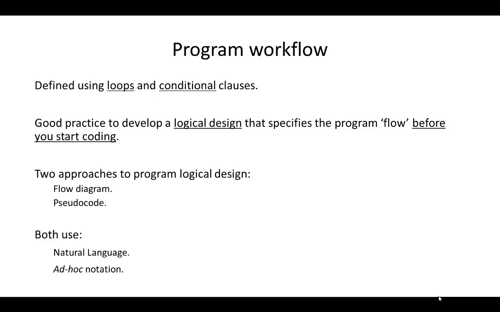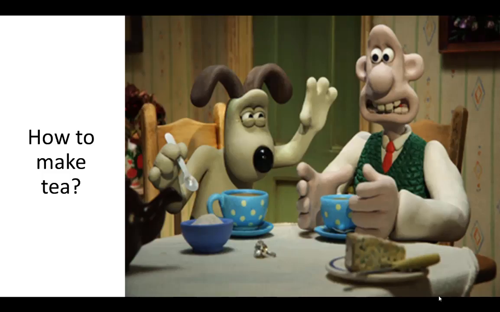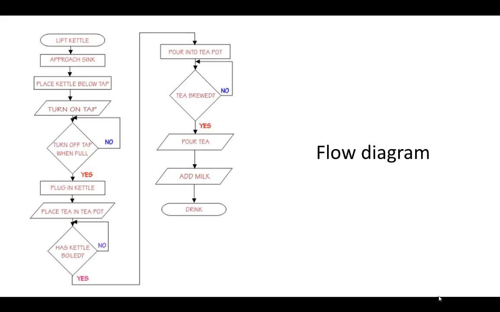Both share that they use natural language. They also have ad hoc notation. While there probably are specific notations, like UML, for drawing flow diagrams of programs, most people don't bother with that. There are lots of different ways to make tea, and making tea is a program. You're doing things. It's a set sequence of actions.